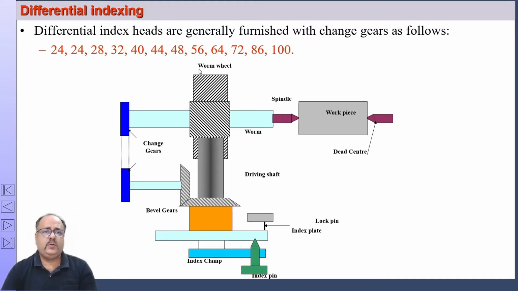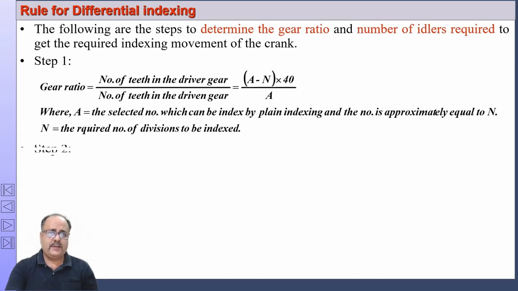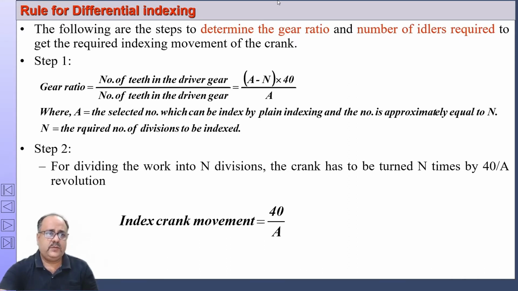With this we are able to divide the workpiece in 382 divisions, and to divide more than that you will require some extra gears also. So we move on, and these are the steps that are given to us. In the first step we'll select A. While selecting A, in order to find the gear ratio, the gear ratio will be (A minus N) into 40 by A.